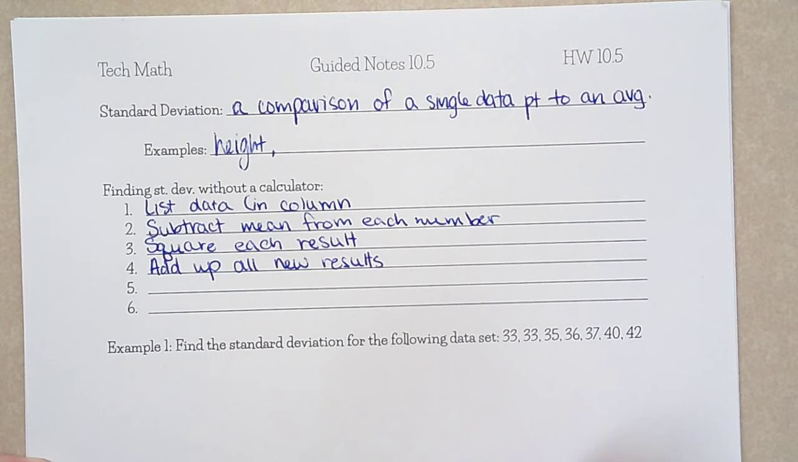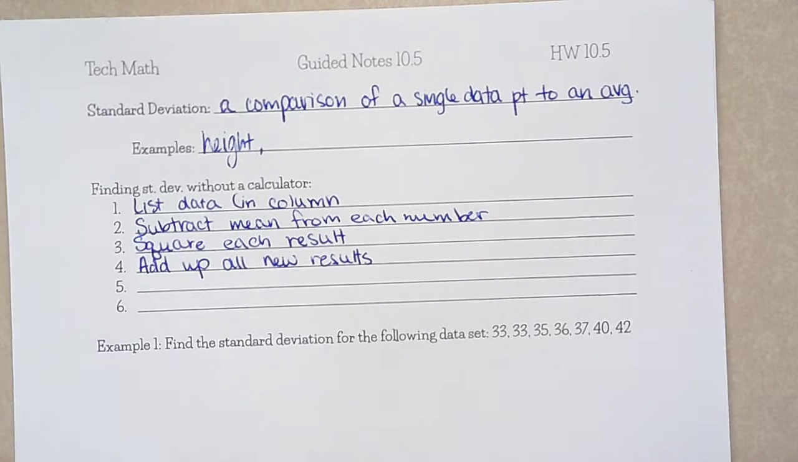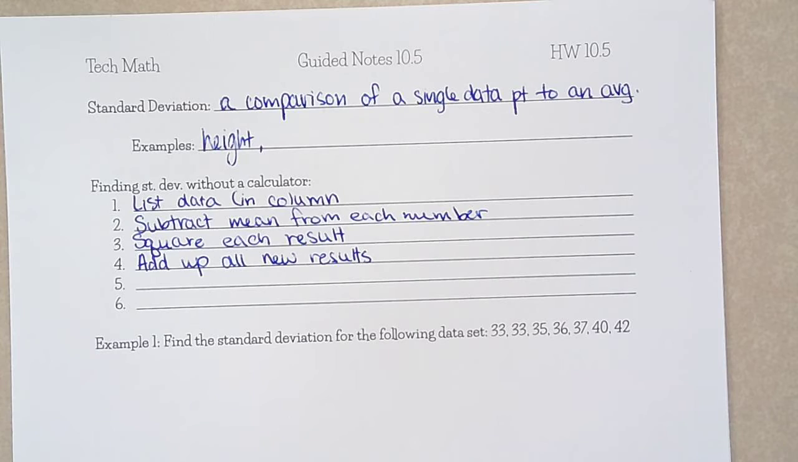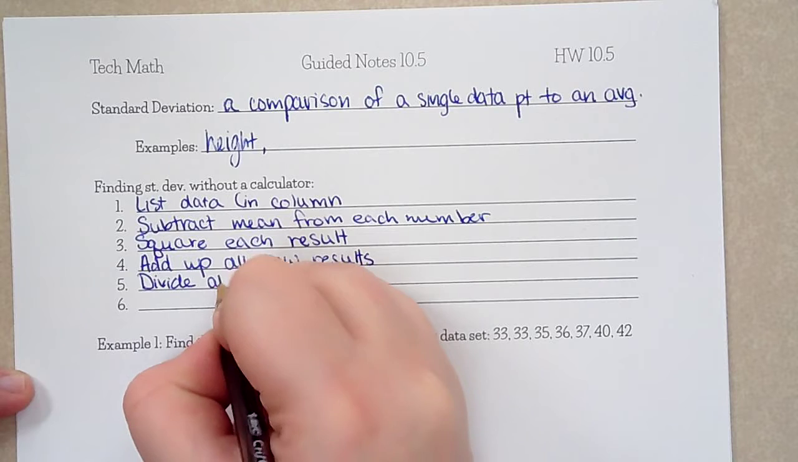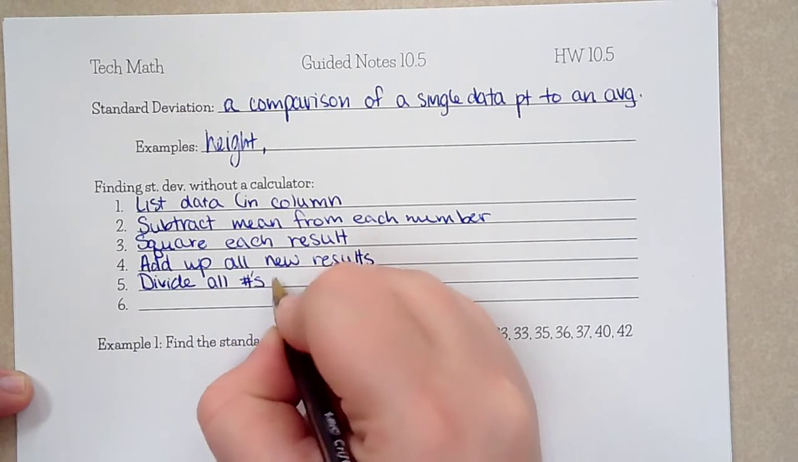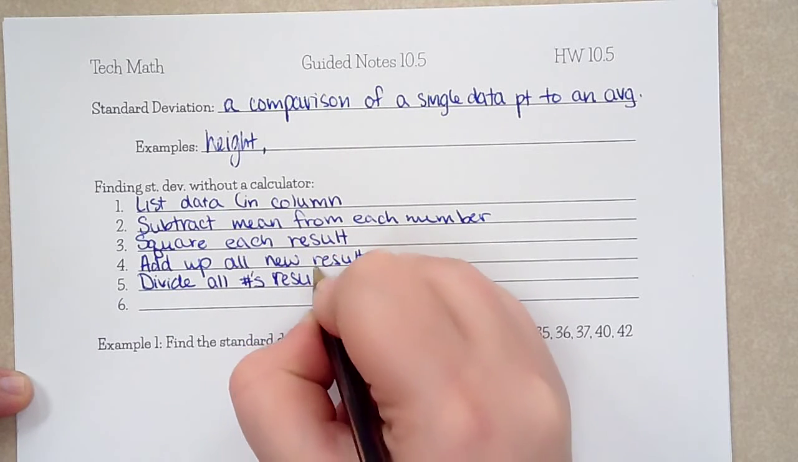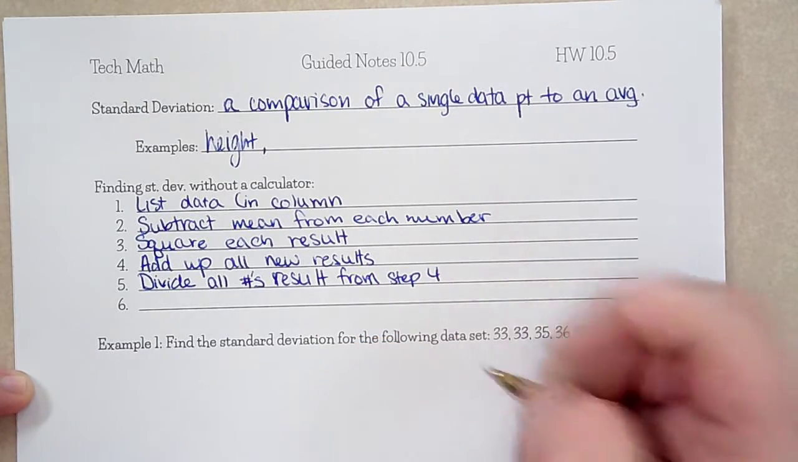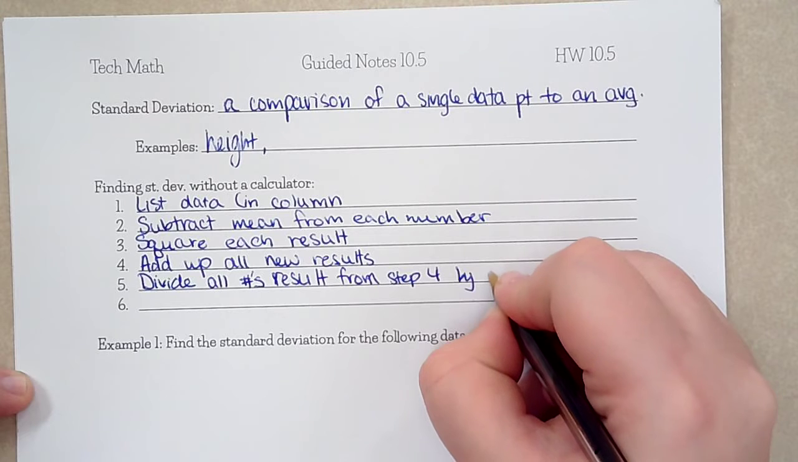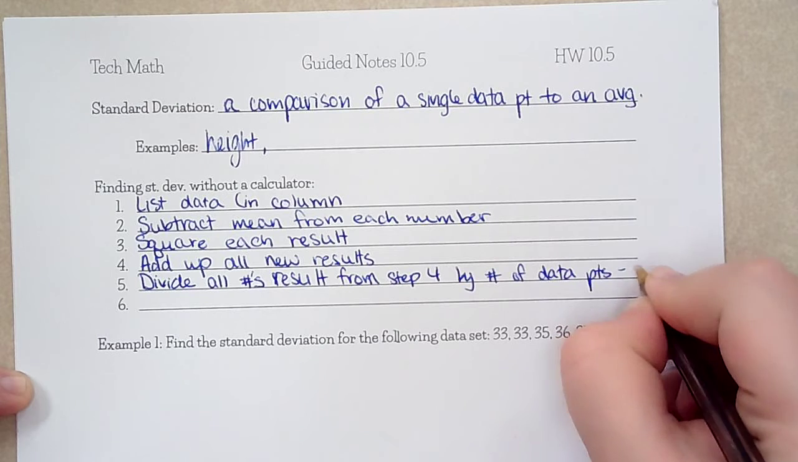Fifth step, we're going to divide the result from step 4 by the number of data points in the original data set, minus 1. So this is like taking the average, but it's adjusted. And you'll see this in the example.